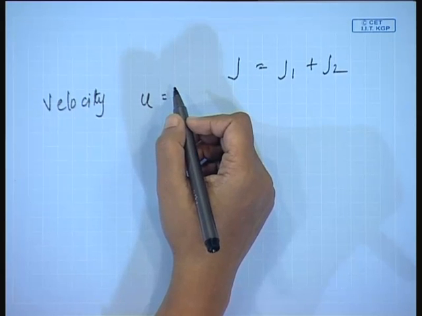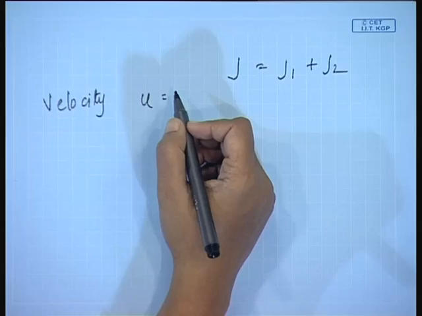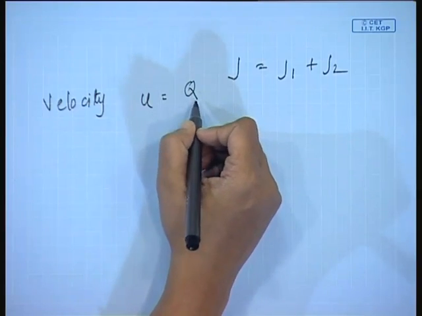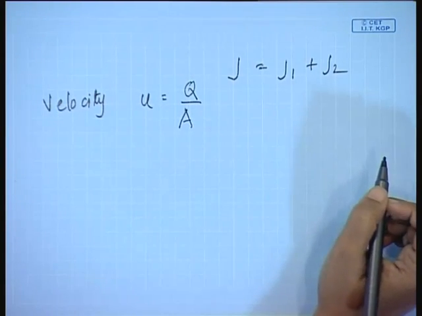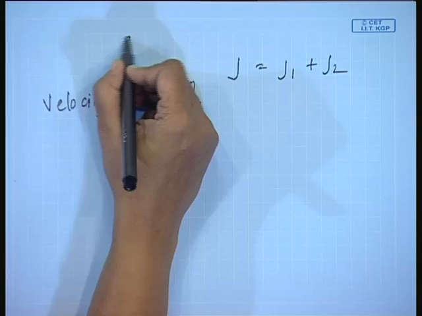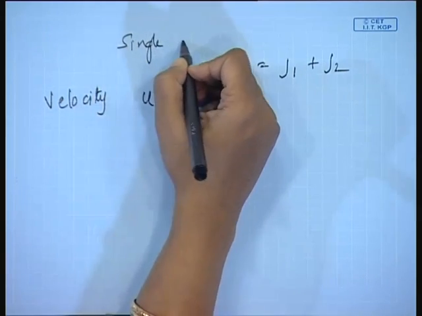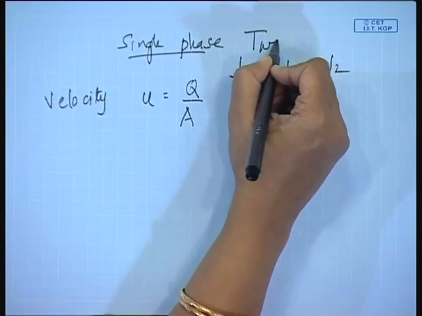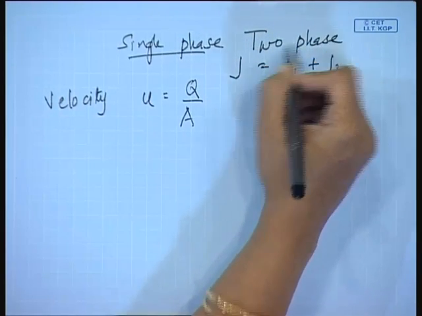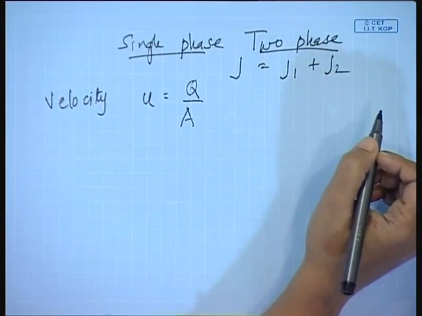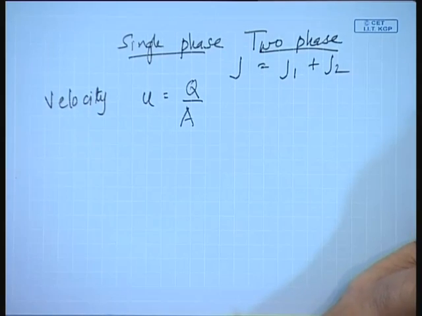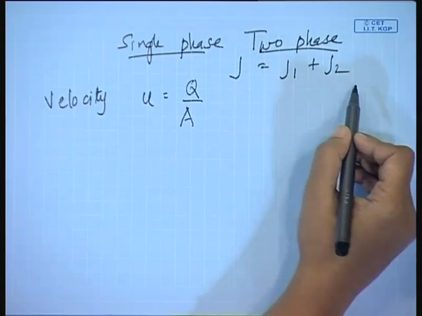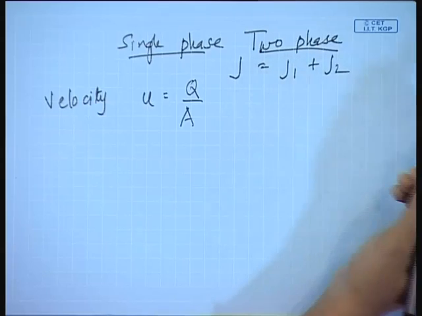It is the volumetric flow rate per unit area. So, therefore, it is equal to Q by A. Agreed? For single phase, it is equal to Q by A. What about two phase? Whatever I am teaching for two phase is going to apply for three phase or other situations as well, only the number of properties will be more. Here it was J equals J1 plus J2, there they will be J1 plus J2 plus J3.